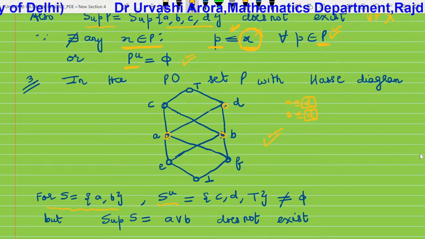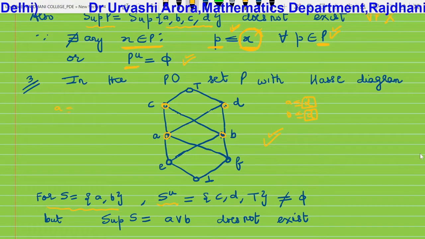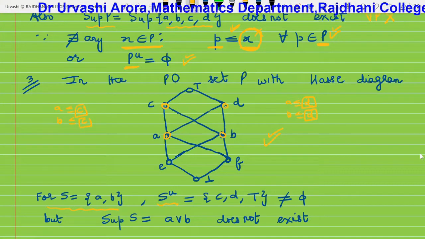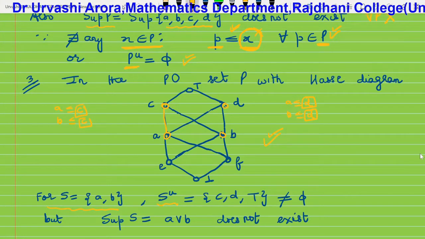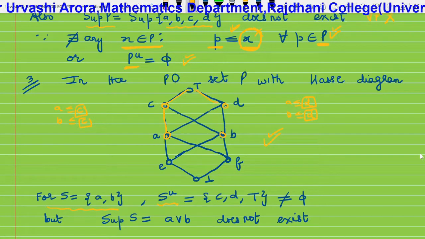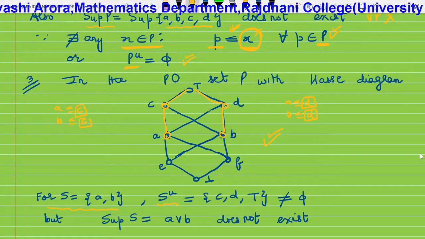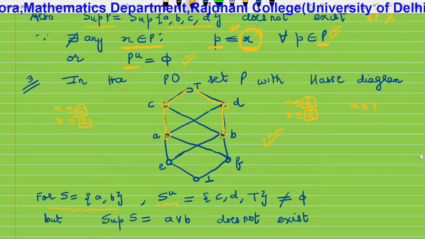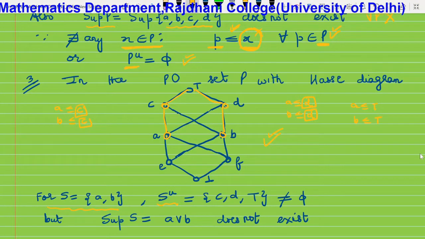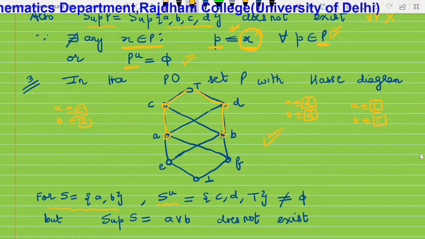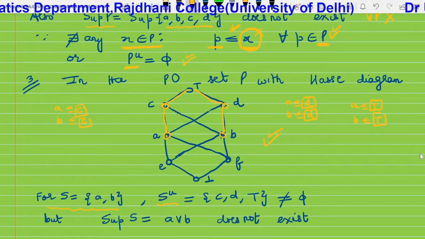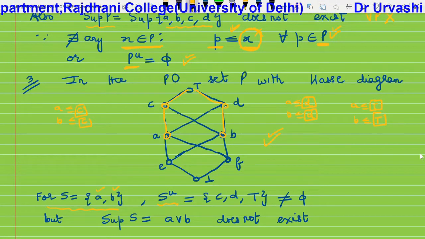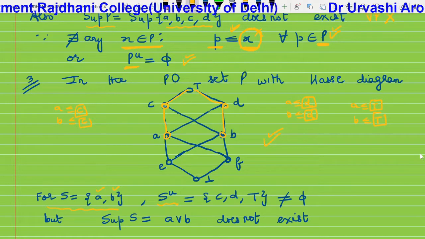So D is acting like an upper bound. The same thing goes for C. A is less than or equal to C, and B is also less than or equal to C. So C is also acting like an upper bound, and T is also acting like an upper bound, because of these relations which I have just marked. A is less than or equal to T, where T is the topmost element, and B is less than or equal to T. So this topmost element T is also an upper bound. So there are 3 upper bounds for the set S, which consists of two elements A and B: one is C, the other is D, and the third is T.